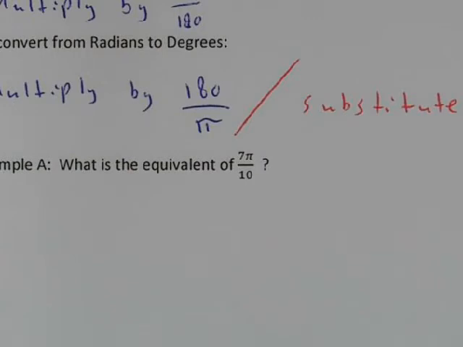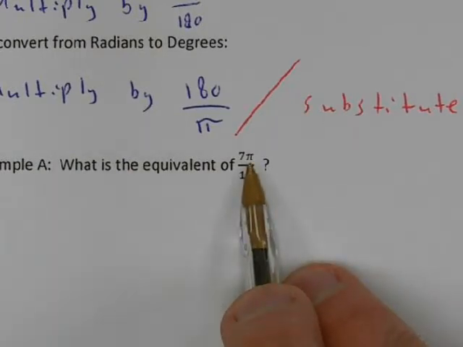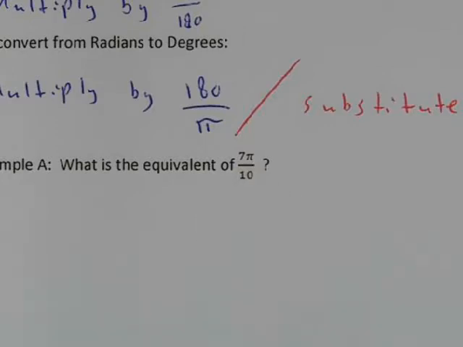Awesome. Okay, but probably a little bit easier is let's just stick in what pi equals. Well, I know pi is the same as 180 degrees. Let's just plug in 180 degrees there, and then we can simplify that.